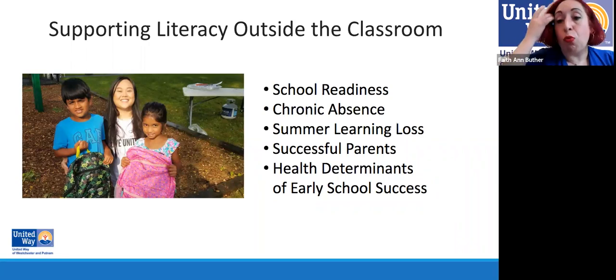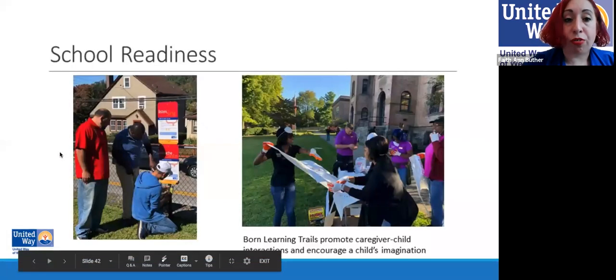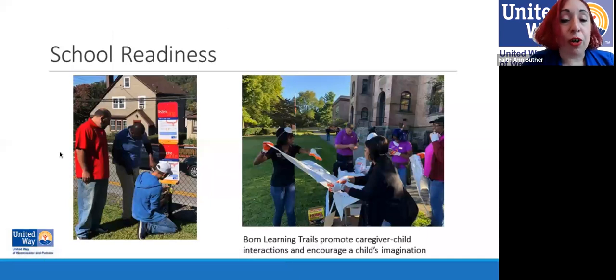In our programs, we have a couple different components to our school readiness, because school readiness takes on different roles. The first way is the fact that learning starts at birth, and we know that, but how do you do that? It may sound funny to hear me talking about learning from birth, but here we see staff from Wegmans building a Born Learning Trail at the Dixon Elementary School.